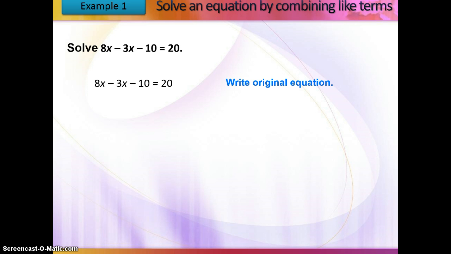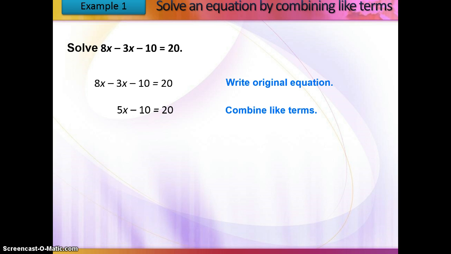So we're going to take the original equation and combine like terms. On the left side of the equation, the like terms are 8x and negative 3x. We're going to add those two together to get 5x minus 10 equals 20.